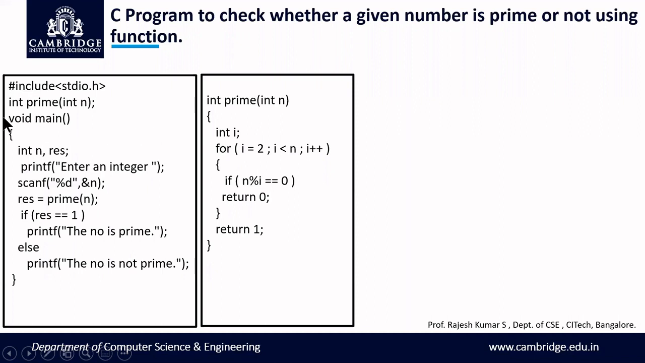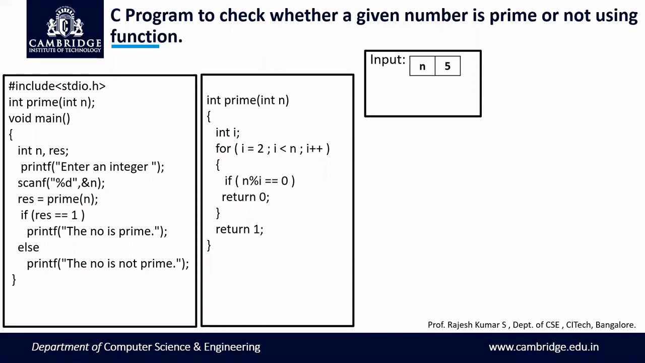As we know, the program gets executed from the main function only. When the execution starts from the main function, we enter the void main, where we have declared the variables n and res. n is a variable to store the value to be checked, and res is to store the result. Next, "enter an integer" is guiding the user to enter some value. The integer value entered is stored in the variable n. For example, here I have entered the value of n as 5. I want to check whether 5 is a prime number or not.